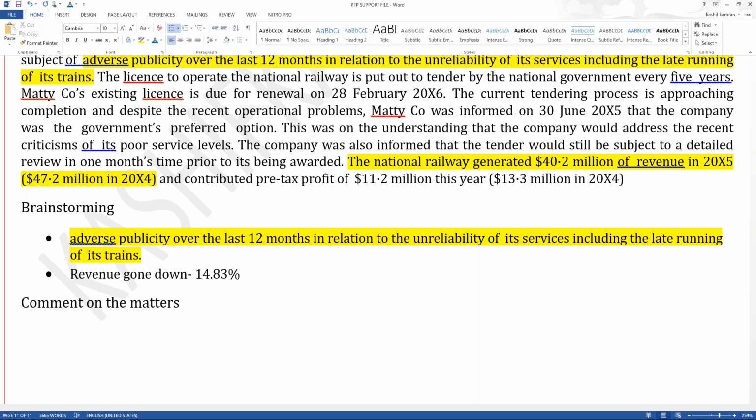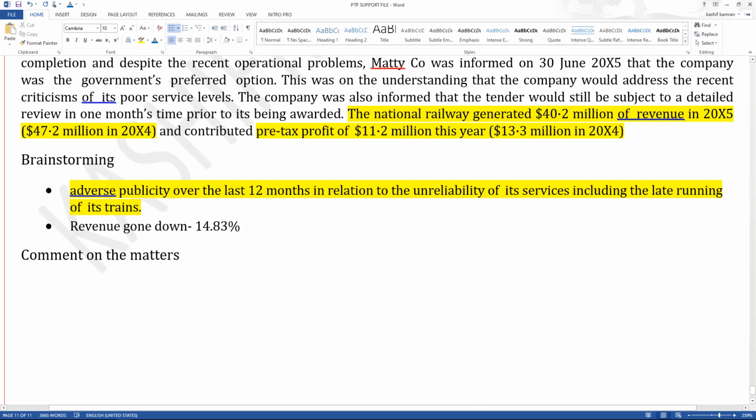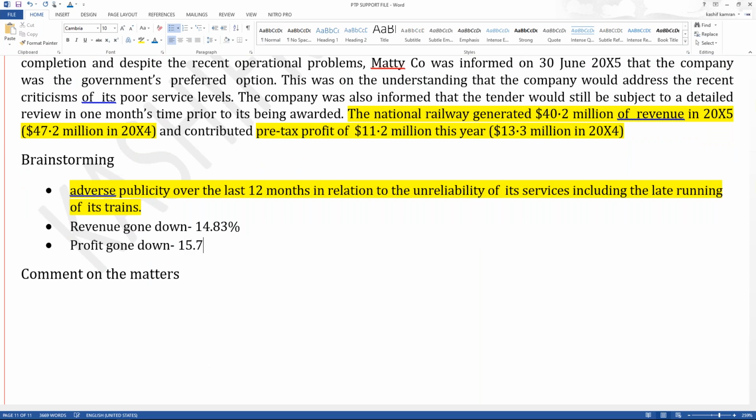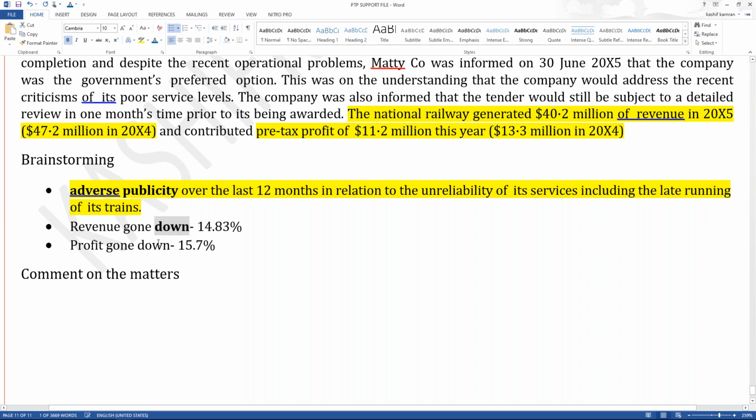Okay, and how much has the profit gone down? The pre-tax profit this year is 11.2. The last year, the pre-tax profit was 13.3. So how much has been the decline in the profit because of this adverse publicity? The profit has gone down by 15.7%. Now, is that an important information that there has been an adverse publicity? And can you see the adverse publicity is already resulting in the revenue going down and the profit going down, right? See how I'm using the information.